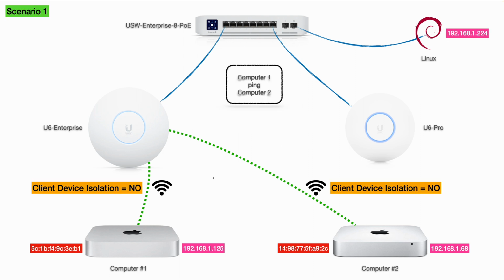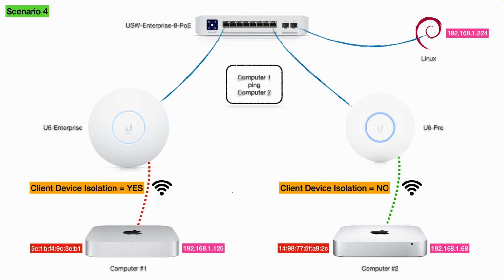The first scenario, very simple. You don't have the client device isolation enabled. What really happens when these two computers communicate with each other? The second scenario, if they both have the client device isolation enabled, what will happen? The third scenario, if only one of them has the isolation setting enabled, whether they can communicate with each other.